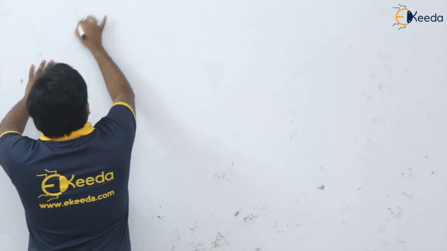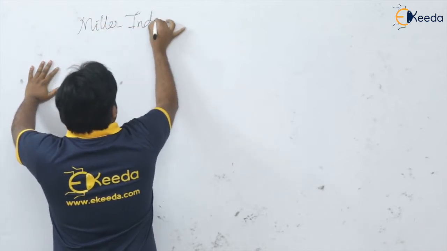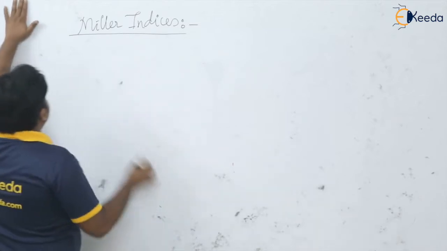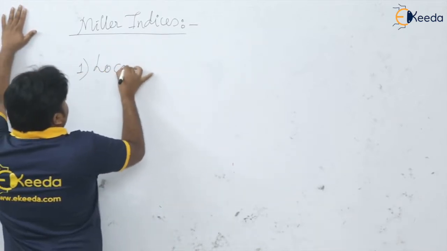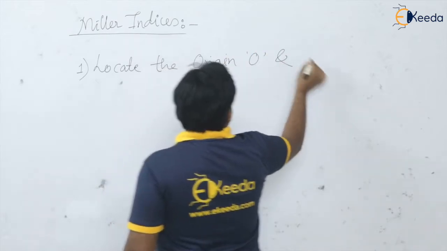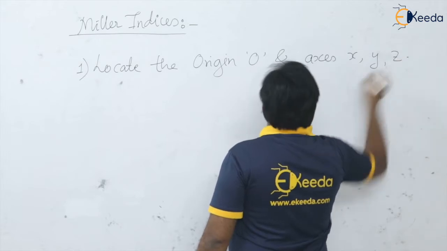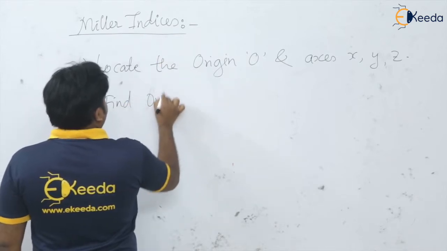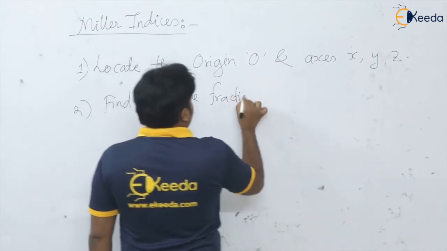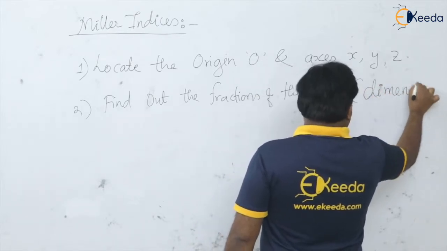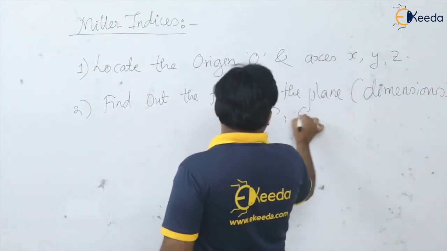Let us learn it. Dear students, let us now learn the Miller indices. Okay, so let us learn some rules for finding out these Miller indices. The first thing is that we have to locate the origin O and the axes X, Y and Z. Do that first. Second thing, find out the fractions of the plane, or rather I can say find out the dimensions of the plane, nothing but the intercepts, say P, Q and R.